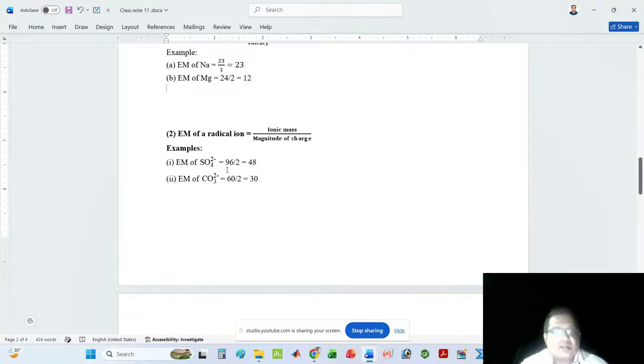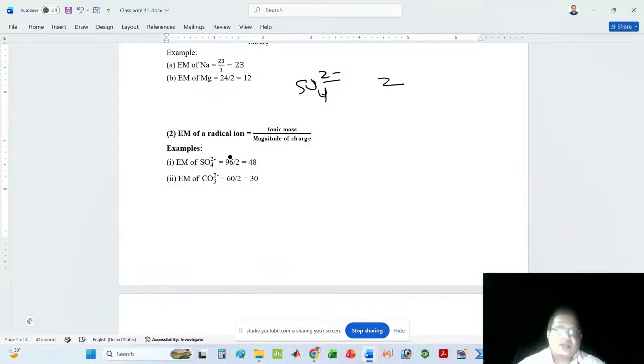Now think about the equivalent mass of a radical. This is the formula. Equivalent mass of a radical ion is equal to ionic mass divided by magnitude of charge. Here is an important point. How can you determine the magnitude of charge? Suppose we think about sulfate, SO4 2 minus. Here the charge is 2, so the magnitude is also 2.